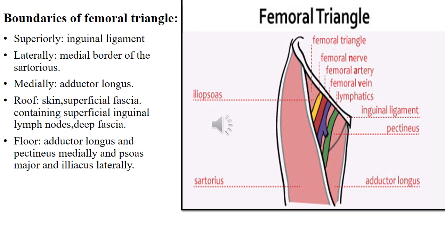Then comes the floor. The floor of the femoral triangle is formed by the adductor longus and pectineus muscle medially, and psoas major and iliacus laterally, while the roof has some contents along with the skin and superficial fascia. The superficial fascia contains the superficial inguinal lymph nodes, some nerves, and then comes the deep fascia. So these are the important structures that are present in the femoral triangle.